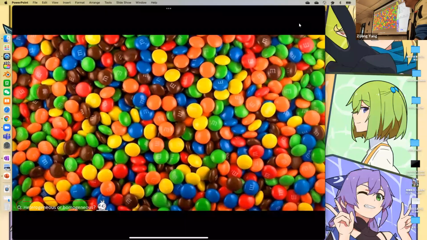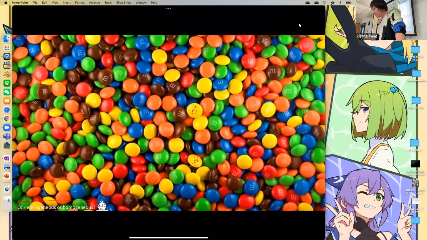Okay, that's fine. Let's suppose we can pick up the candy one candy at a time. So maybe the first time I get this one. Yeah, heterogeneous. Yeah, thanks for your reply. Then we may get this one, and then this one, and this one, or this one. So we can see if I pick up one candy at a time, the color is expected to be different. And then we can say this is heterogeneous.